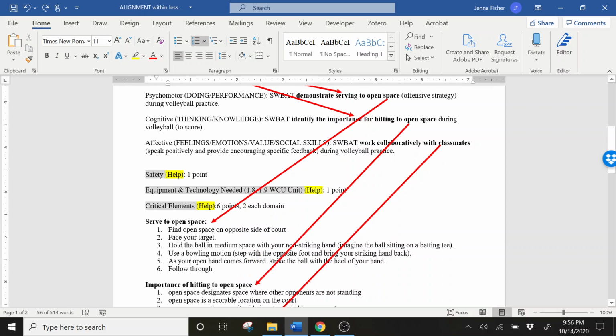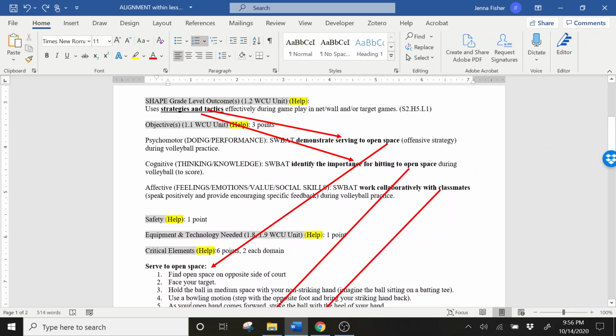Okay, so notice I'm teaching strategies and tactics, and my outcome, my psychomotor domain, is teaching serving to open space, which is that strategy, and then my critical element also aligns with that major product or outcome from my psychomotor objective. Let's look at my cognitive objective now.